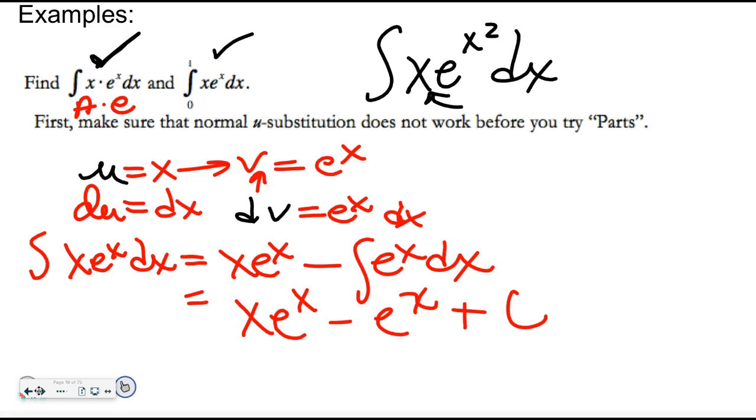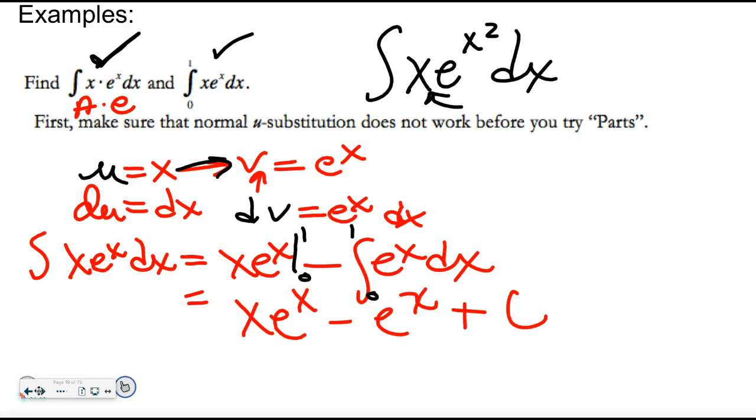Now, if it's a definite integral, you can wait till the end, but understand that this piece is also going from 0 to 1. So once you do the uv, you have to realize you have to do that from 0 to 1 as well. Does that make sense?